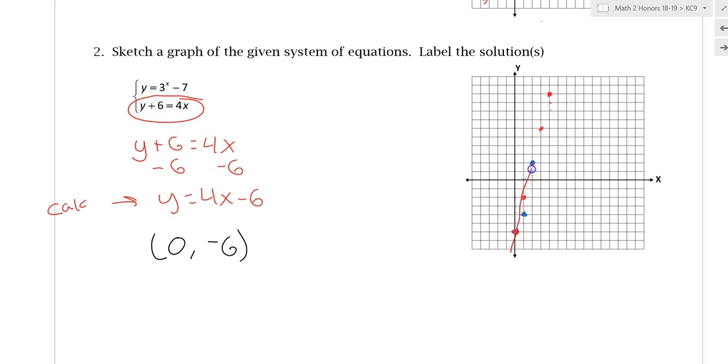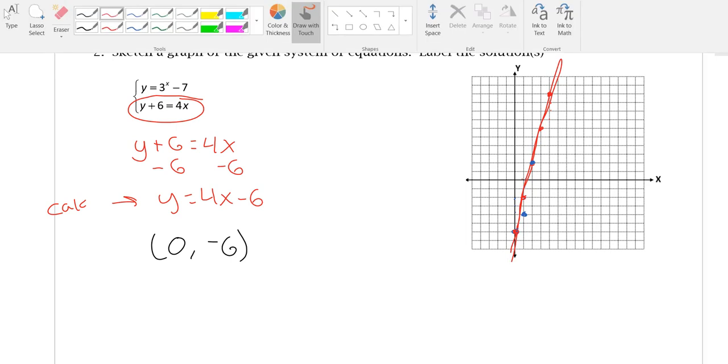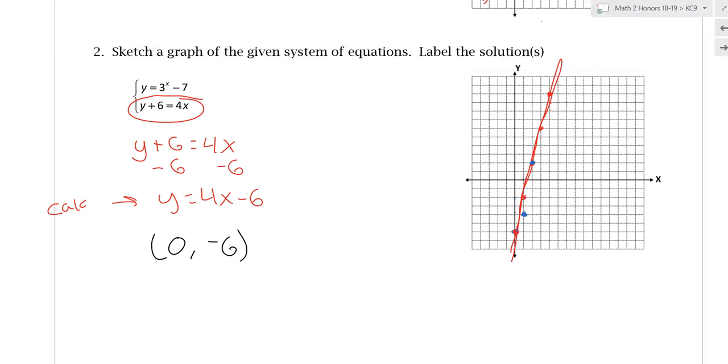So this red is a straight line, and our blue is our exponential. Okay, and we already have our other point. Right, here they're graphed on the same point, and here they're graphed on the same point. So those are our answers, 0, -6, and 2, 2.